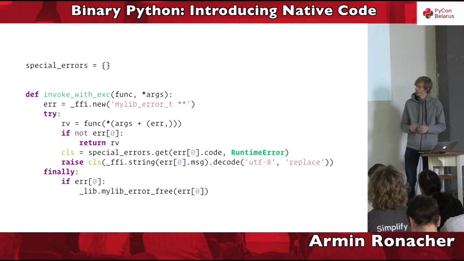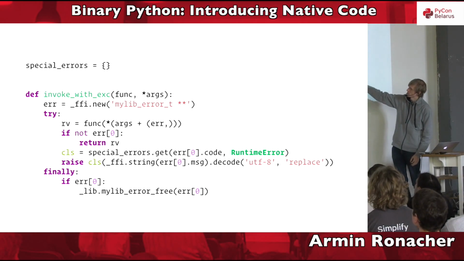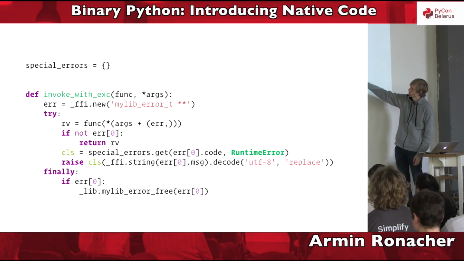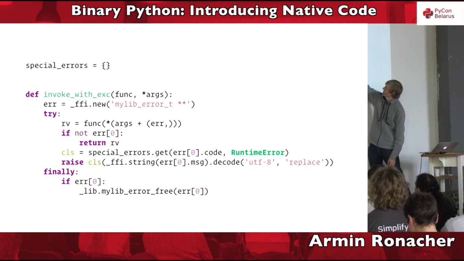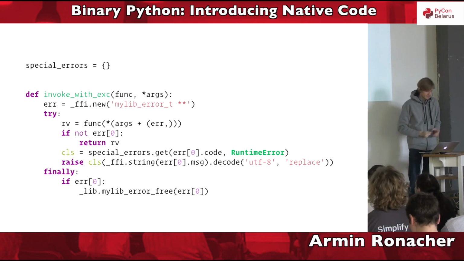This is then how this kind of looks like. We tell CFFI, make a new error, call the function. If there was no error, return the return value. Otherwise, convert this error struct into either a runtime error or a specific error if we can determine the error from the error code, and then just raise it.